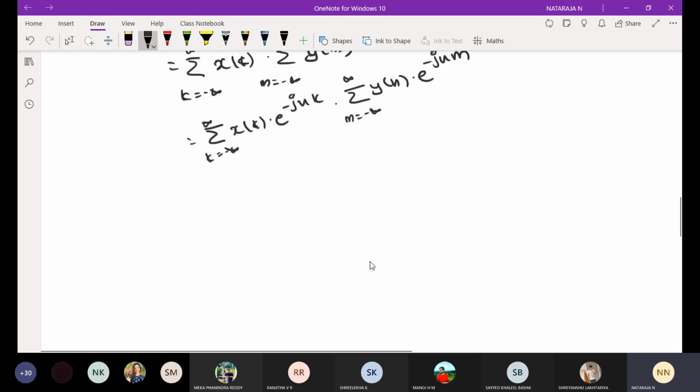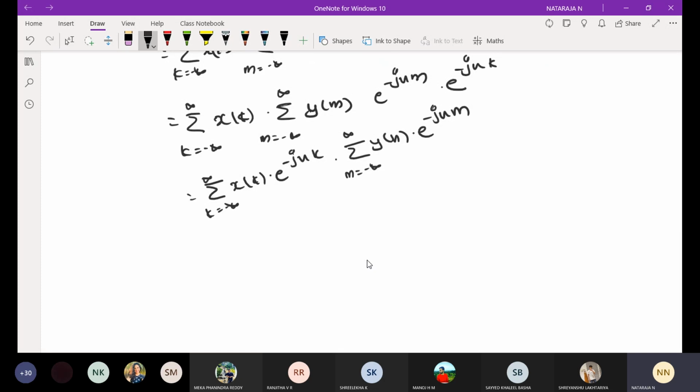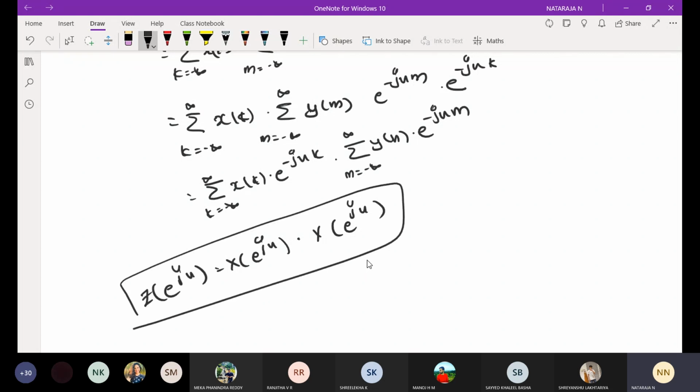Now we can write the standard equation with respect to this. This will be x of e power j omega into y of e power j omega, that is equal to z of e power j omega. We got the proof. Convolution in the time domain is equivalent to multiplication in the frequency domain. That is the conclusion.